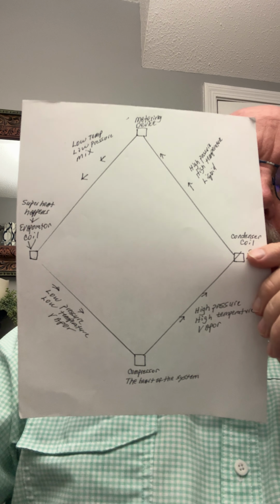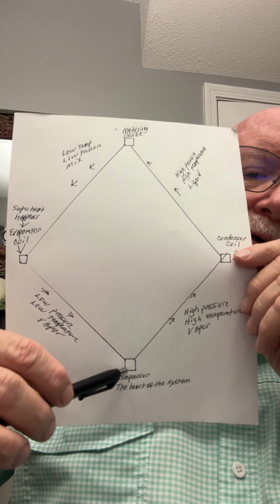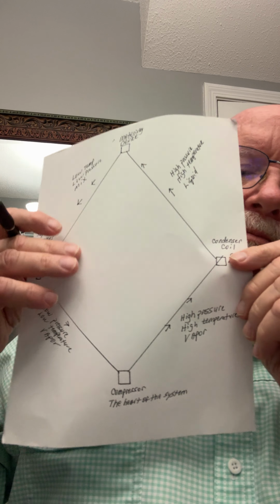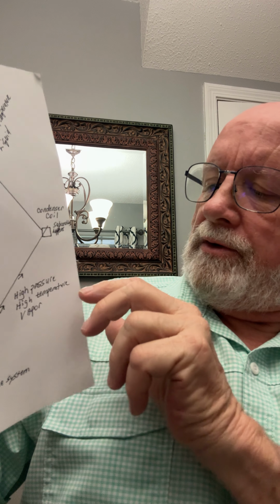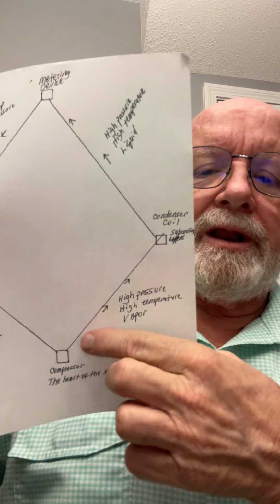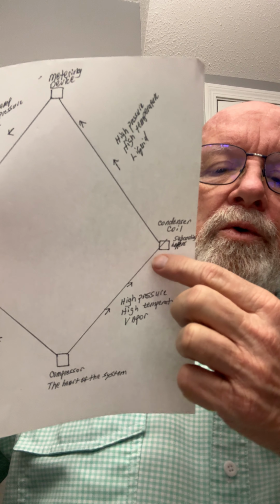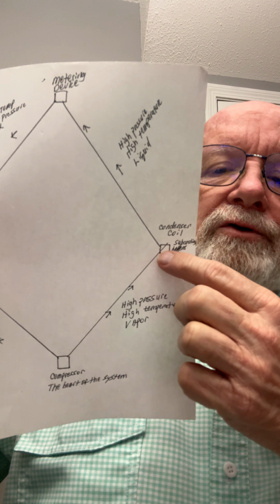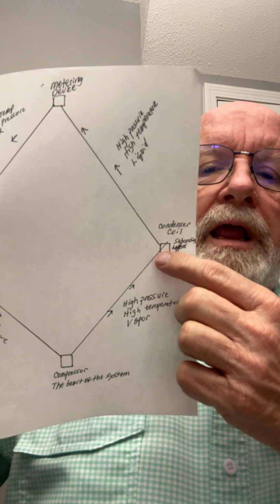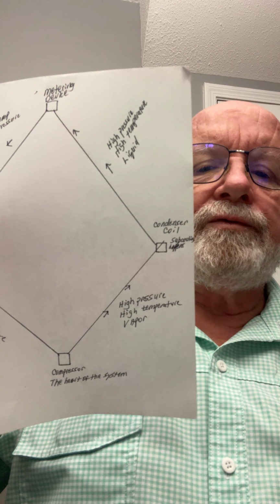If you look, our compressor is right here on home base. Compressor is the most important part. And if you notice, right here we got high pressure, high temperature vapor leaving the compressor, going to first base. And first base is our evaporator coil. That's where we're going to take that temperature and remove it from the refrigerant.